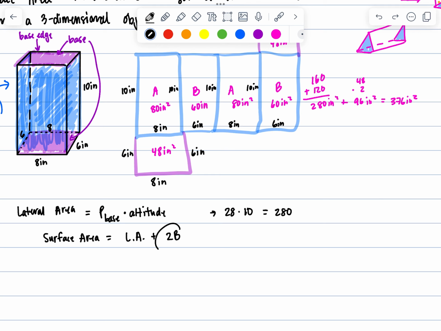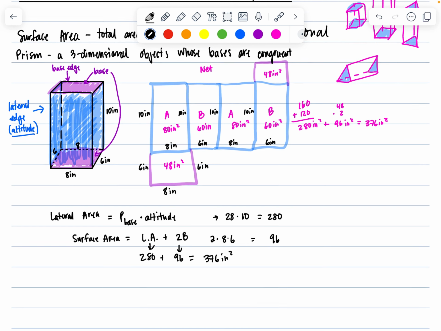Okay? And if you notice, 2 times the base is the same thing we just did here. Calculate the area of one base, 8 times 6. 8 times 6 is 48. And then times 2 for the 2 bases, which gives us 96. And then just like it does here, we do 280 plus the 96. And we get our total surface area of 376 inches squared.